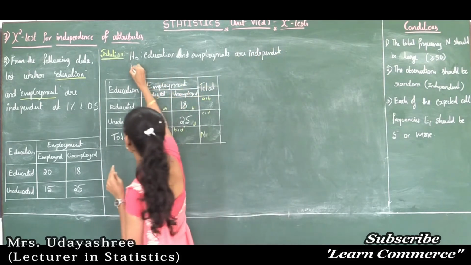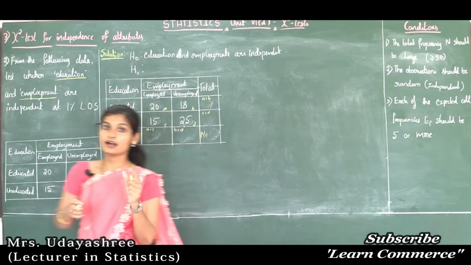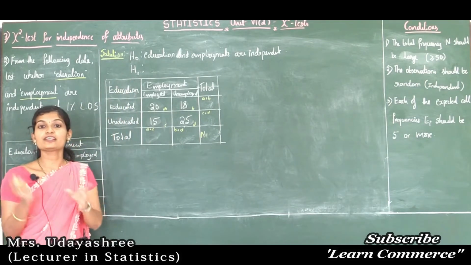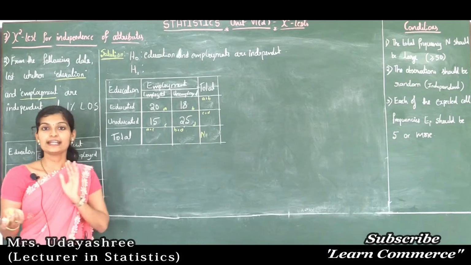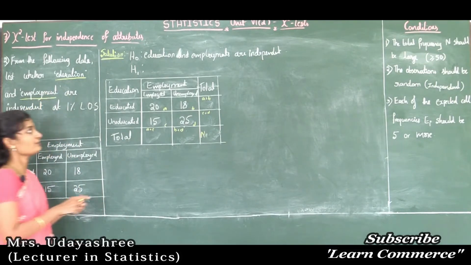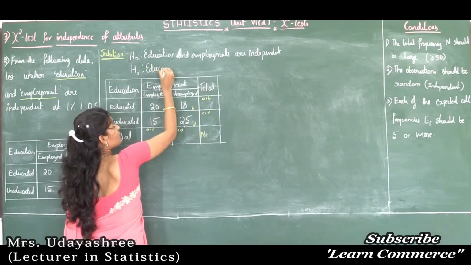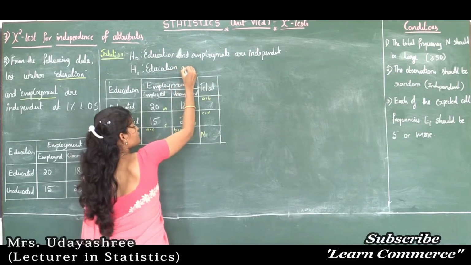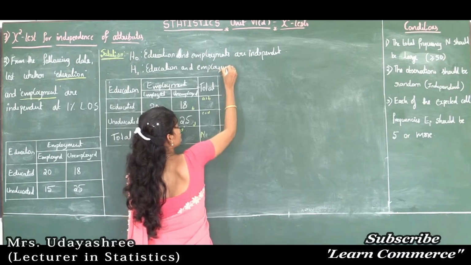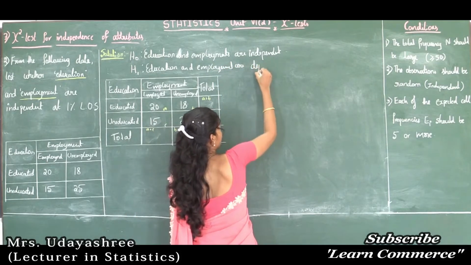Then what is H1? In the test procedure we discussed that H1 is: two attributes are not independent, or two attributes are dependent. Here the two attributes are education and employment. Therefore I have to write: education and employment are not independent, or dependent.